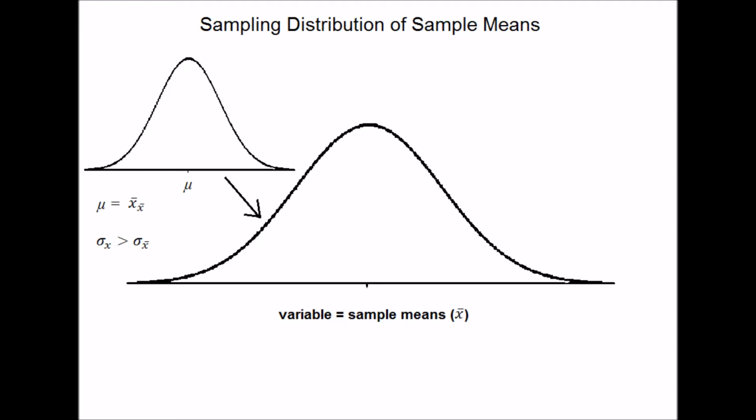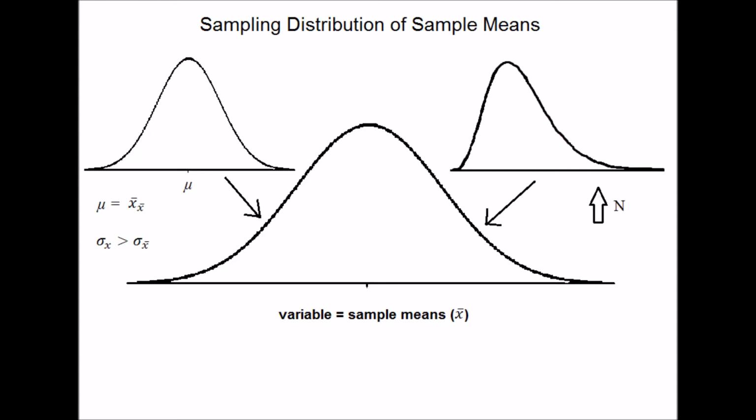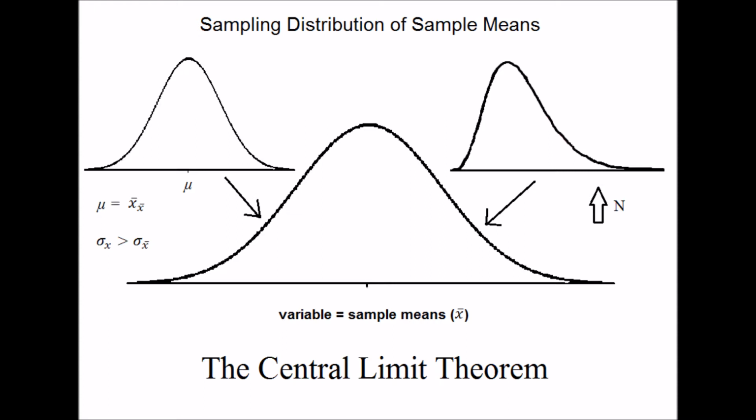If the variable being measured does not have a normal distribution in the population, the distribution of sample means will be more normal, and when sample size is large, the distribution of sample means will be approximately normal. This phenomenon is described by the Central Limit Theorem, which states that as sample size increases, the probability distribution of means of samples from any distribution will approach a normal distribution.